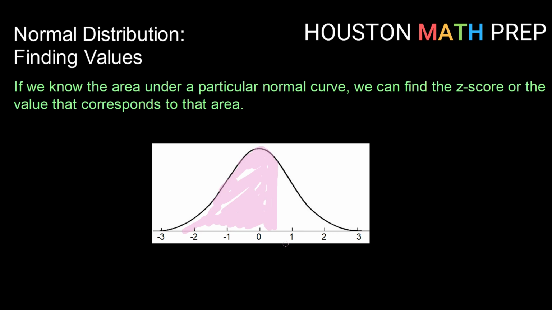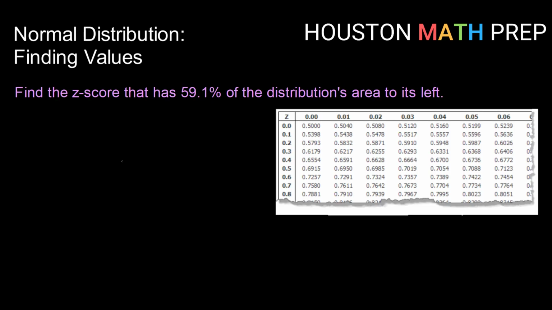Once we've got a picture, then we need to reference either technology or a z-score table to help us out. So let's take a look at that. In this case, let's do an example where we use the table. Find the z-score that has 59.1% of the distribution's area to its left. Now, to its left is going to be very important to us. Remember that that is what our z-score table tells us: area to the left. So if we're already looking for area to the left, then we can recognize that 59.1% is a decimal of 0.5910. So we're going to scan into all these decimals and try to find either exactly 0.5910 or as close as we can come to that value.